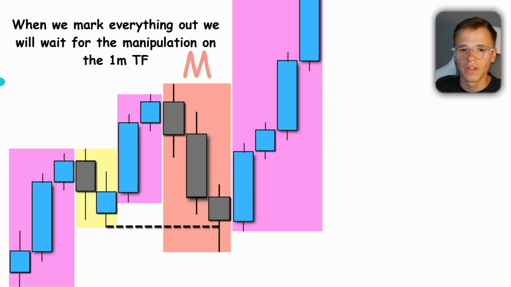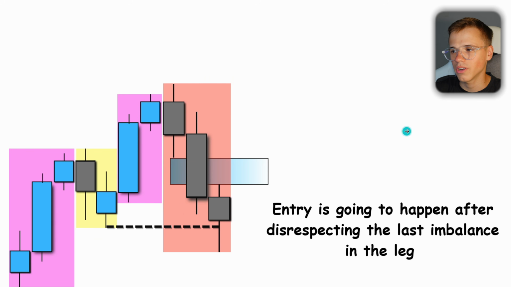and we are going to wait for the market to come down, sweep this liquidity, leave an imbalance in the market, and basically, of course, you already know it, we are going to enter the trade. So entry is always going to be on the last imbalance of the leg.